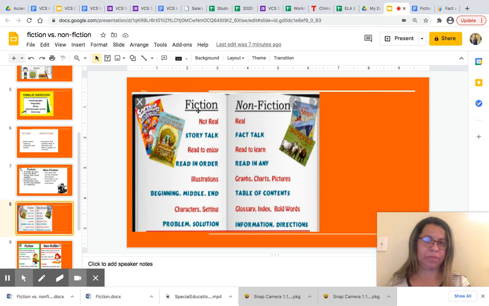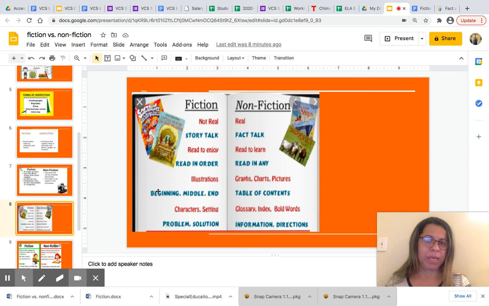Let's look again at fiction versus non-fiction side by side. Fiction, not real. Non-fiction, real. Fiction, story talk. Non-fiction, fact talk. Fiction, you read to enjoy. Non-fiction, you read to learn. Fiction, you read in order. Non-fiction, you read in any way. Fiction has illustrations. Non-fiction has graphs, charts, and pictures.